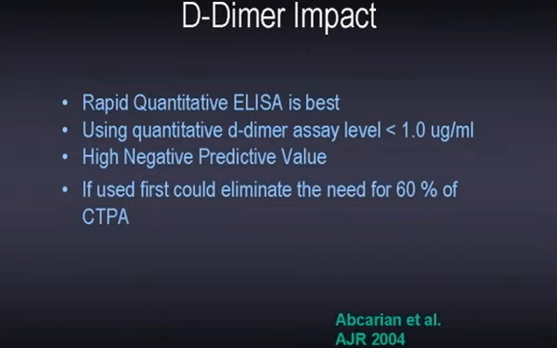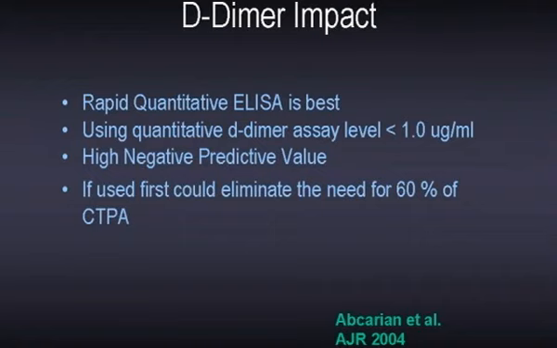And we already are aware that D-dimers are impacting our workflow on a daily basis, and there are many studies now demonstrating that the very high negative predictive value of D-dimer assays, either at the 1,000 microgram per liter level or the 500 microgram per liter level, can significantly reduce the number of negative CT studies that we perform.